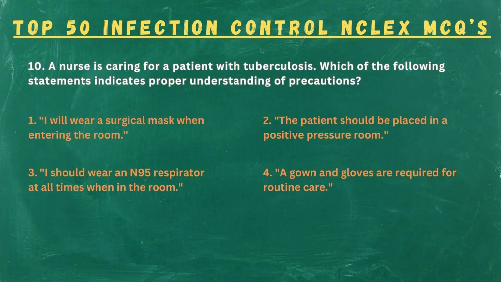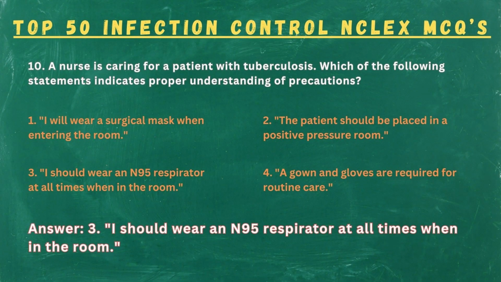10. A nurse is caring for a patient with tuberculosis. Which of the following statements indicates proper understanding of precautions? 1. I will wear a surgical mask when entering the room. 2. The patient should be placed in a positive pressure room. 3. I should wear an N95 respirator at all times when in the room. 4. A gown and gloves are required for routine care. Answer: 3. I should wear an N95 respirator at all times when in the room.